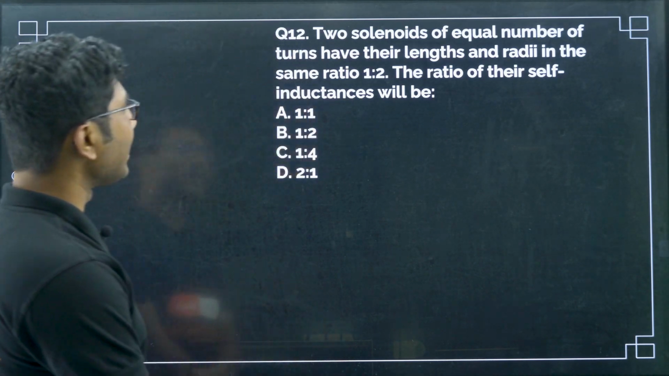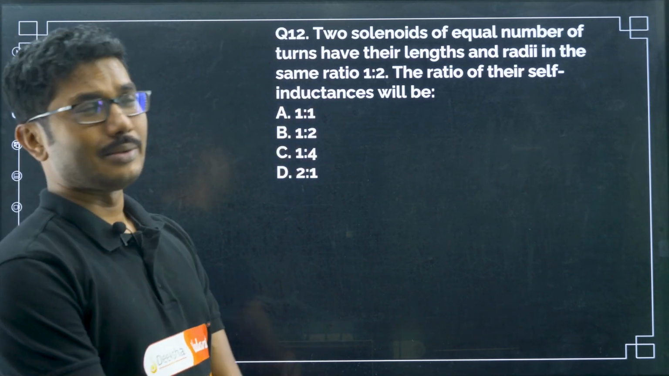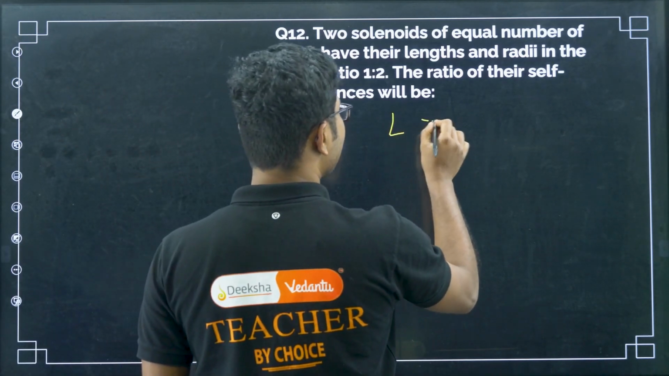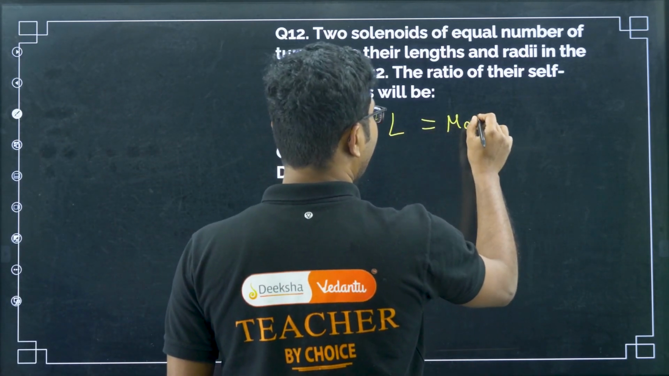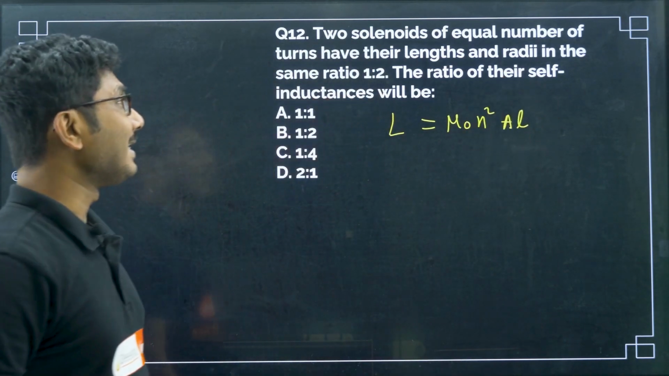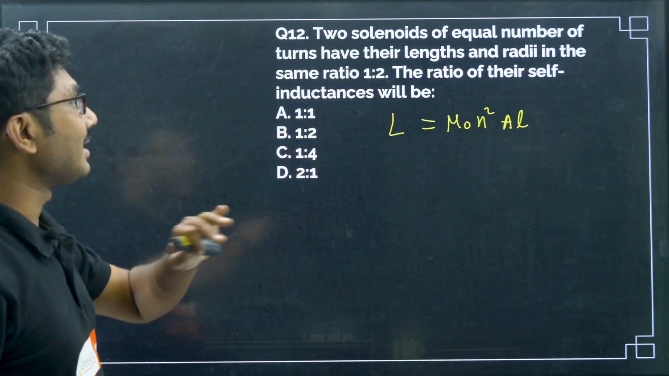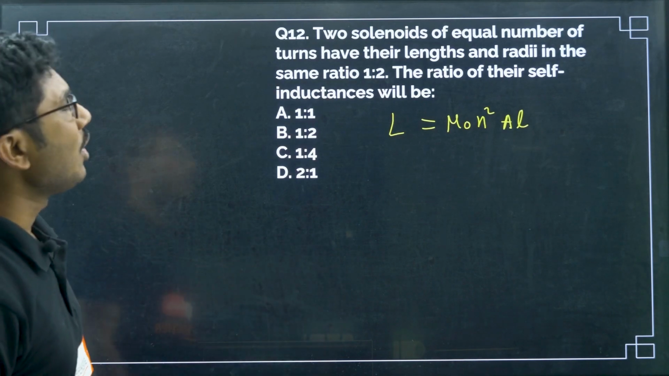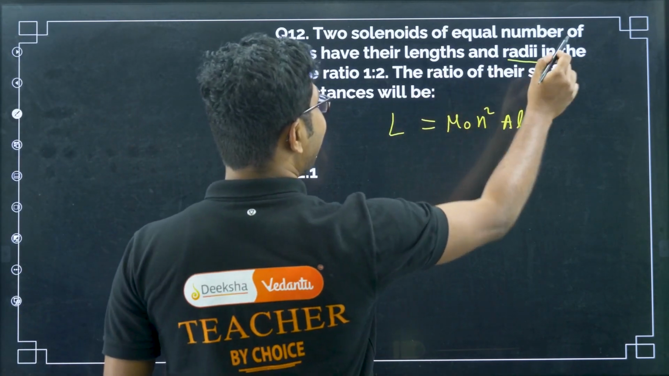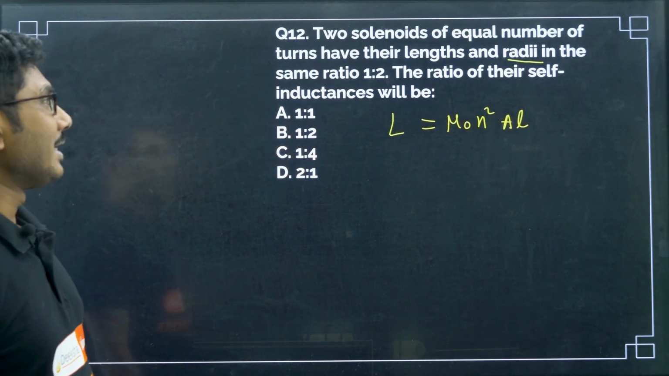The ratio of their self inductances will be... So, everything is the same. We know that self inductance is given by mu naught n square AL. So, if everything else is the same, equal number of turns, their lengths and radii in the same ratio. Radii are in the ratio of 1:2, what is their self inductance ratio?